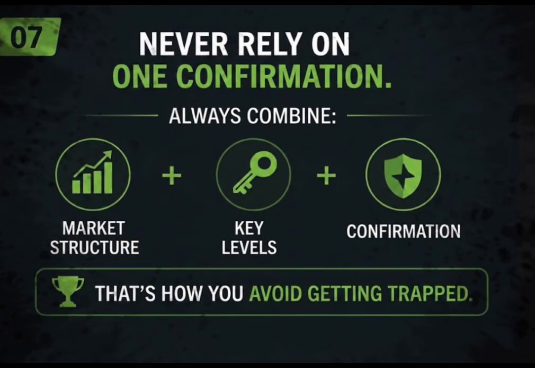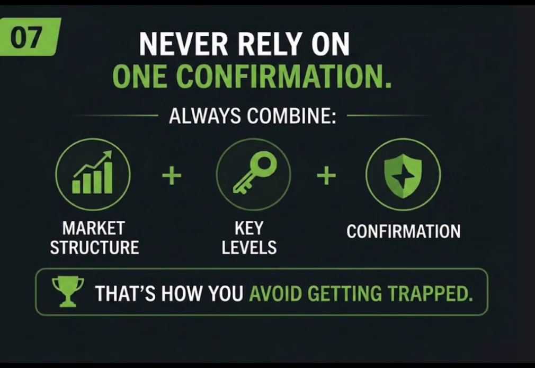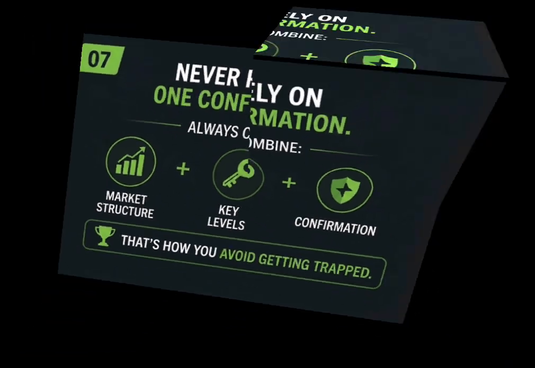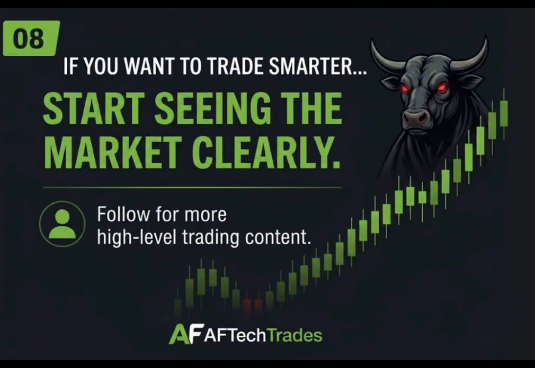But remember this. Never rely on one confirmation. Not Heikin Ashi, not candlesticks, not anything. Always combine market structure, key levels, and confirmation. That's how you avoid getting trapped. If you want to trade smarter, start seeing the market clearly. Stop reacting to noise and start following direction. Use Heikin Ashi for clarity and standard candles for precision.